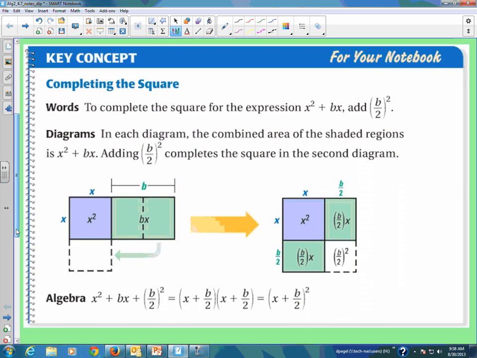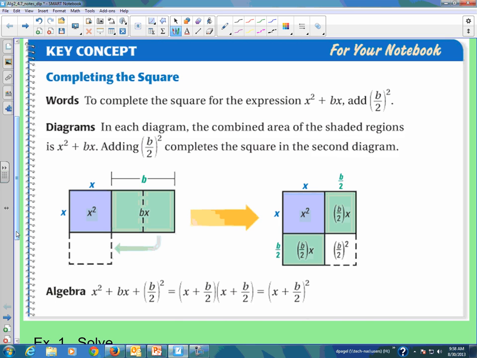This is just a little visual of completing the square and the process by which we do it. We focus on the part of the trinomial that includes the ax squared and bx piece. And to complete the square of that binomial, x squared plus bx, we would have to add to it this b over 2 squared. And that would become our new c value in our standard form.